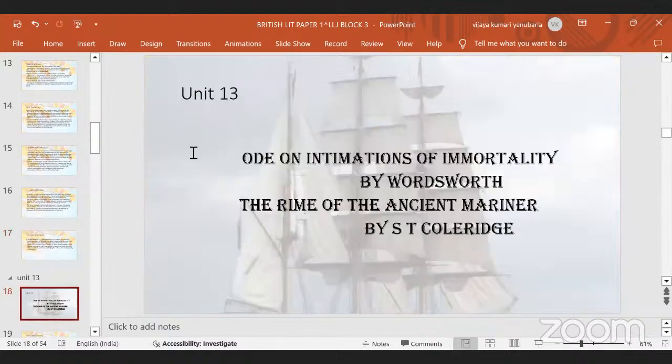Next, Unit 13. Ode on Intimations of Immortality. This poem is by William Wordsworth. Second one, The Rime of the Ancient Mariner by S.T. Coleridge.